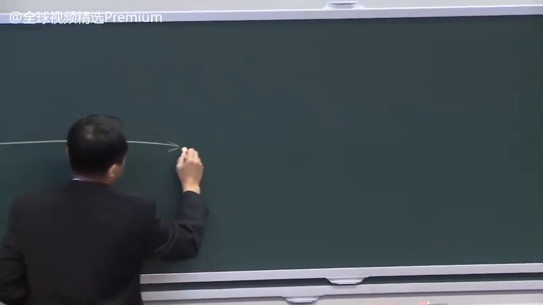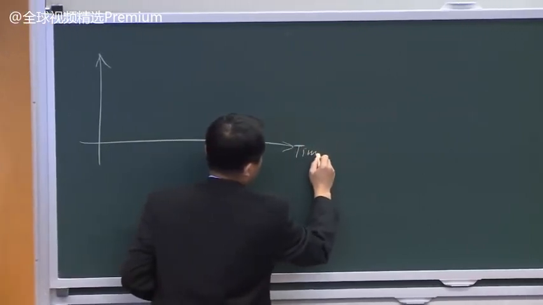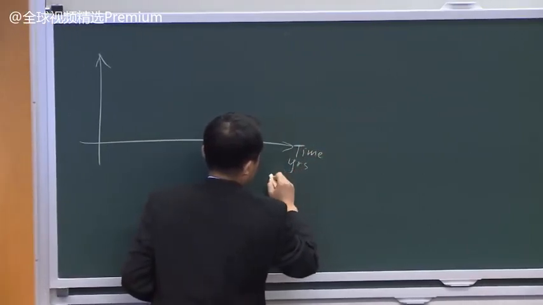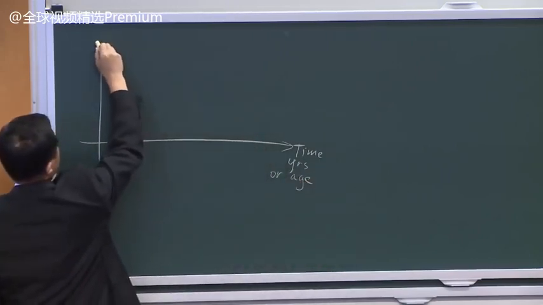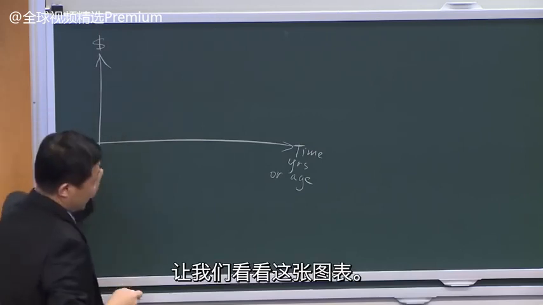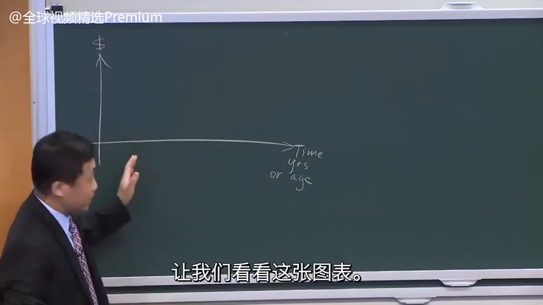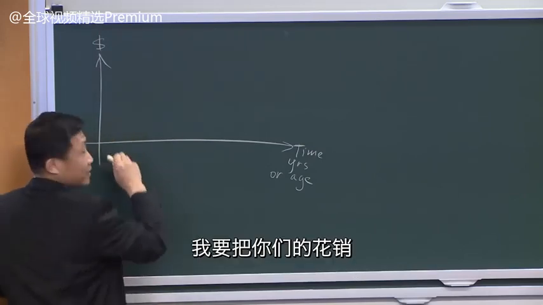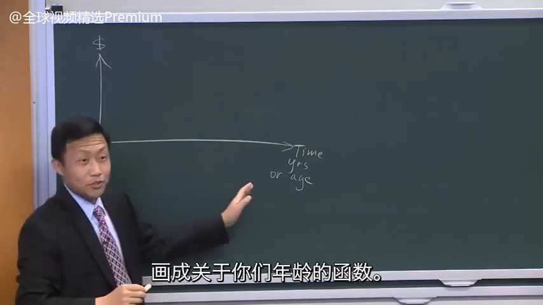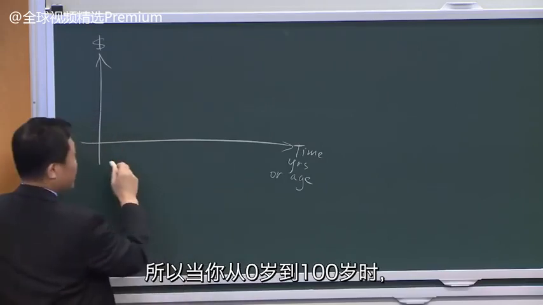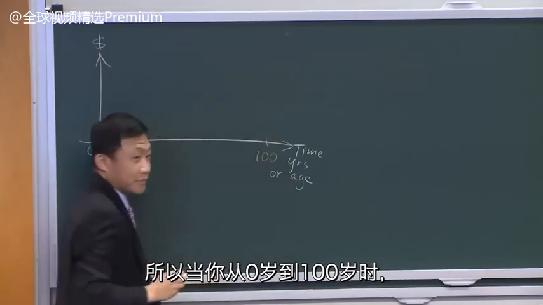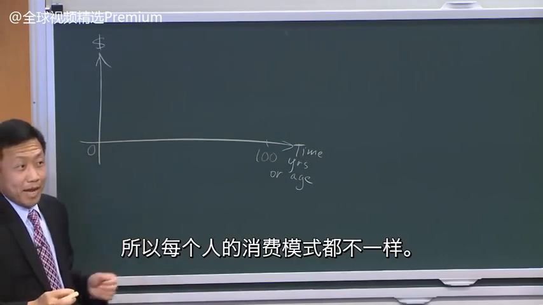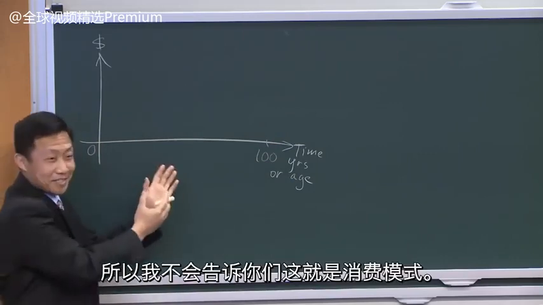So let's look at this chart. So I'm going to plot your spending as a function of your age. So when you are age 0 to age of 100, so everyone's spending pattern is different. So I'm not going to tell you this is the spending pattern.